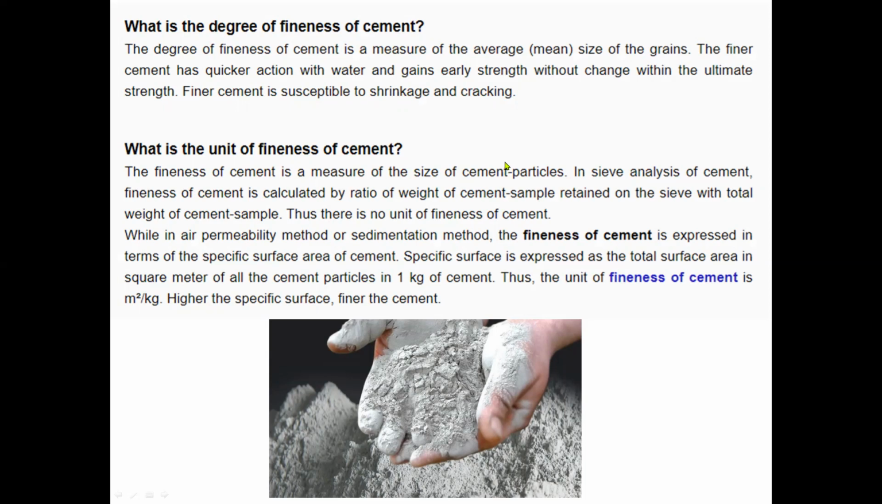While in the air permeability method or sedimentation method, the fineness of cement is expressed in terms of the specific surface area of cement. The specific surface is expressed as the total surface area in square meters of all the cement particles in 1 kilogram of cement. Thus, the unit of fineness of cement is square meter per kilogram. The higher the specific surface, the finer the cement.